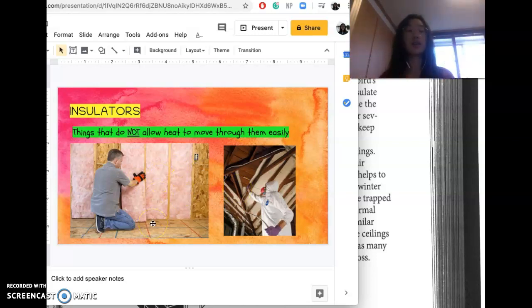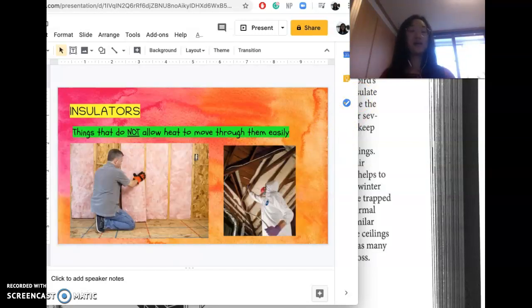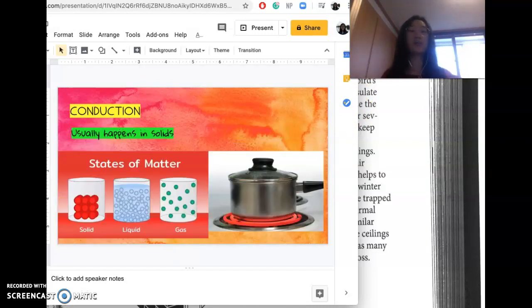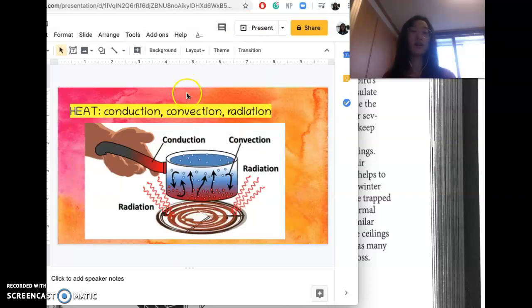So the insulators will block the heat from moving out of your house to keep you warm. Just like if you're wearing a lot of clothing on top of each other to keep yourself warm and insulate yourself, right? All right, so that was conduction. We're not going to be talking about convection and radiation today.